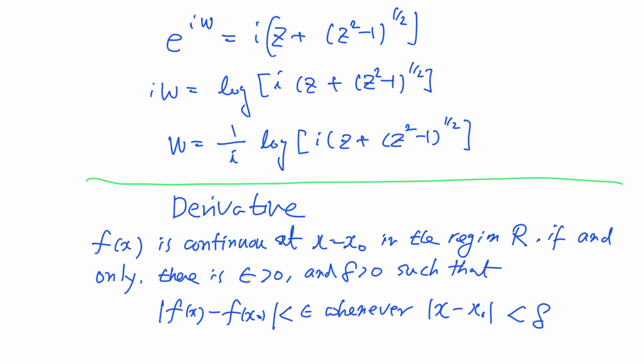So continuity is about the small change of a function around some point. We call the function f(x) continuous at x = x0 in the region R if and only if there are epsilon and delta greater than 0 such that whenever |x - x0| is less than delta, then |f(x) - f(x0)| is less than epsilon. This is the definition of a continuous function.